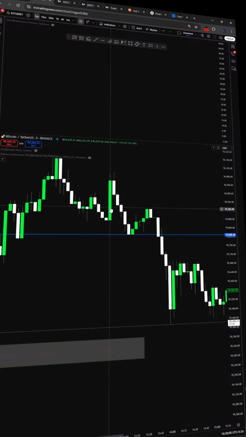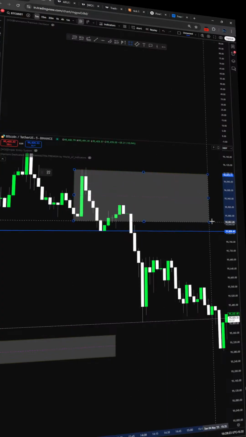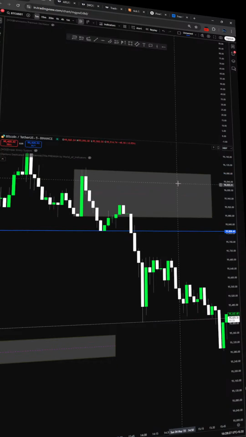In a downtrend, a bullish candle will be the order block. This is the downtrend. Your bullish candle before the downtrend started is the order block. So you can mark this as the order block.